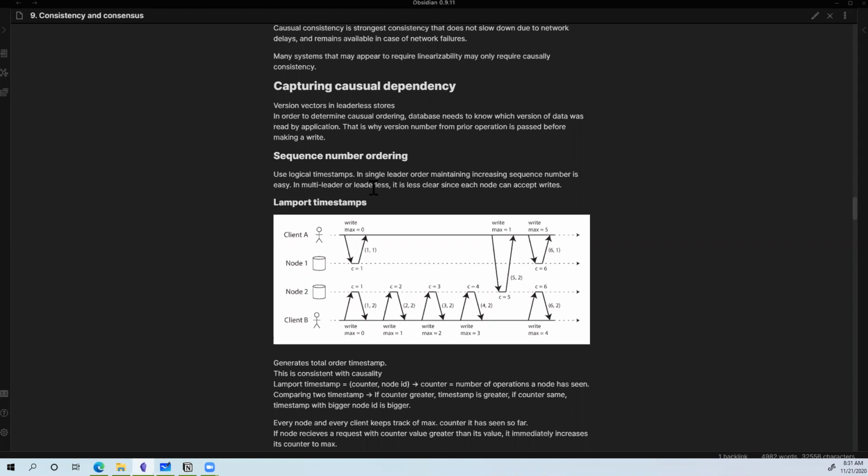make a system linearizable. In the last part we were thinking we will use total order broadcast, but now we are saying that for total order broadcast we need a linearizable system. So both look like they need one another, so I feel it's a little confusing.